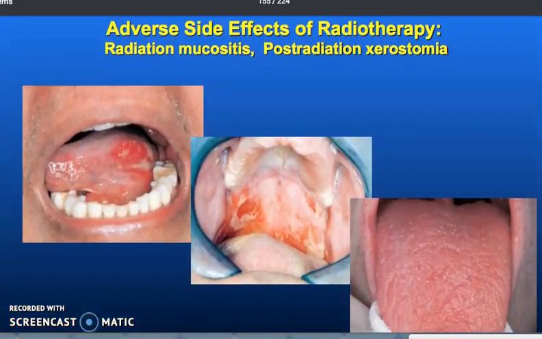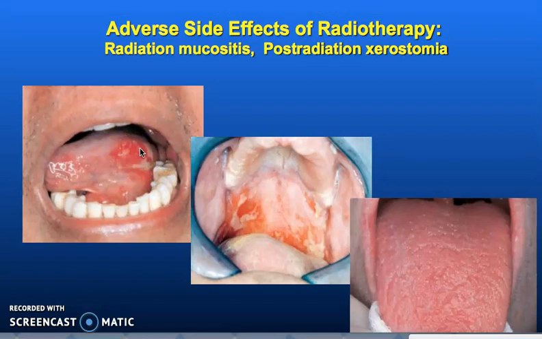So here's some pictures of some adverse side effects of radiotherapy. Obviously here you have a very dry mouth, dry tongue. You have some ulcerations here, some discolorations, and the same thing here. So this is mucosa that has been radiated.